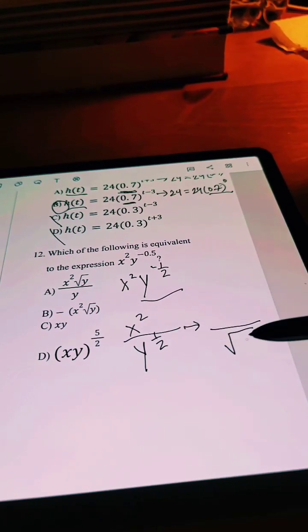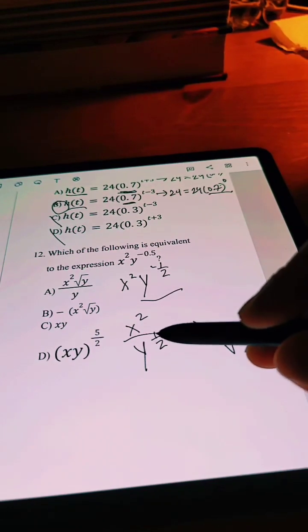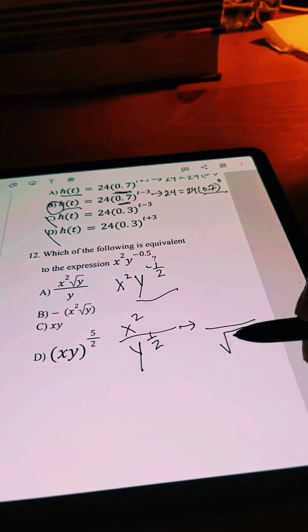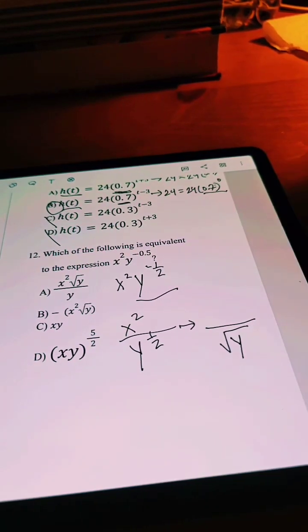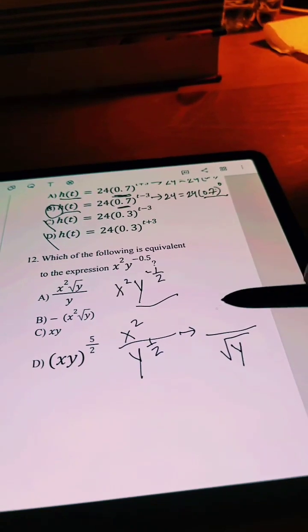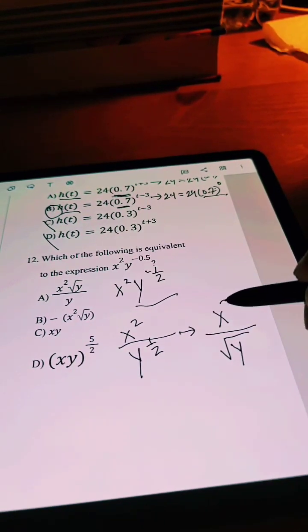And then the top number tells you that's the exponent you're raising your variable to on the inside of that radical. So y to the first power, which we don't write to the first power, so it's just y on the inside, so root y is what that is. And then we would have x squared on top.